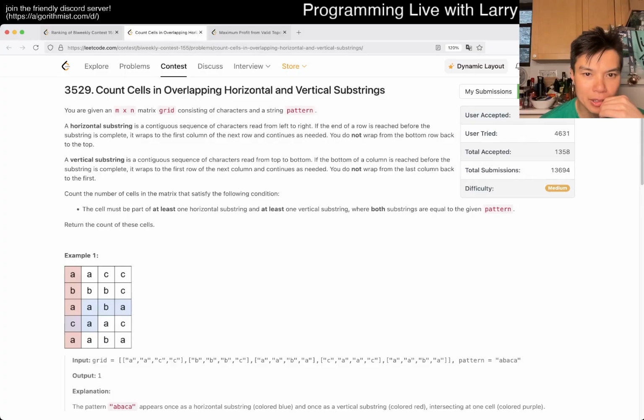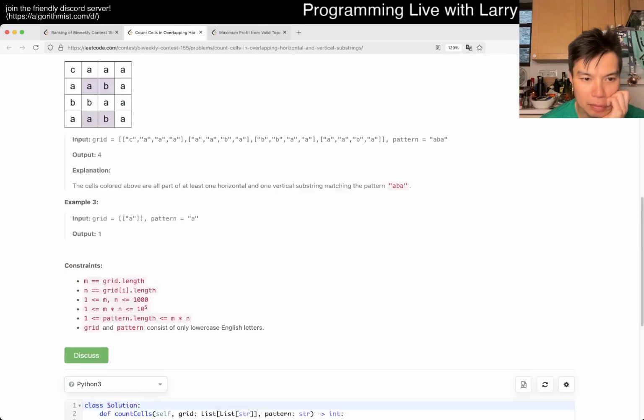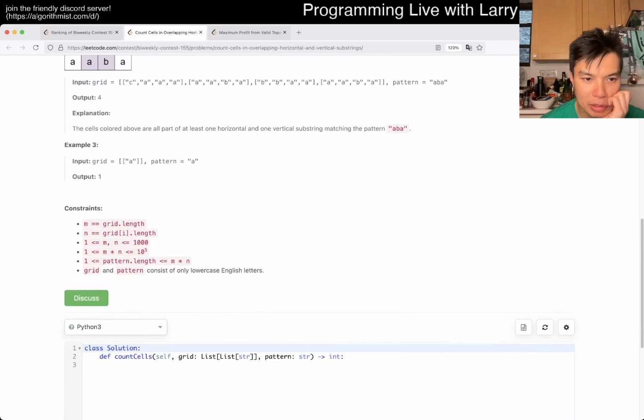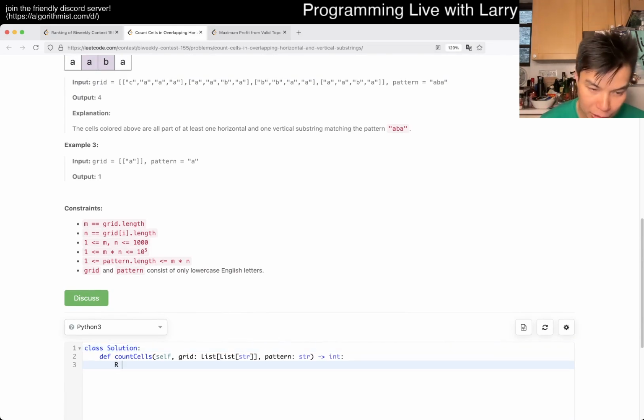Horizontal substring, left to right. Okay, you did not wrap. It wraps to the next row. Okay, vertical, top to bottom. Wraps to the first row of the next column. Okay, and then it's not wrap all the way around. Okay, the cell must be at least okay. Yeah, I mean, it just seems like a very annoying application of whatchamacallit.